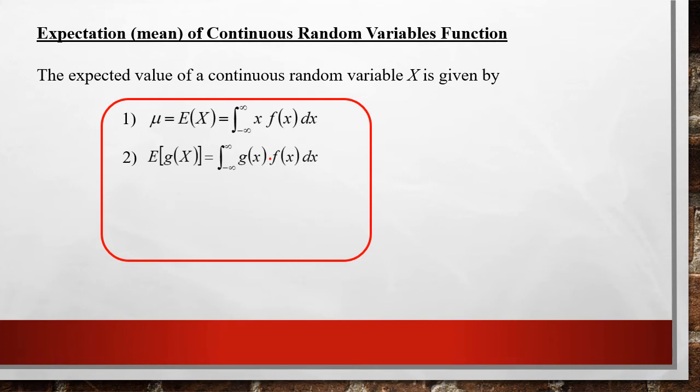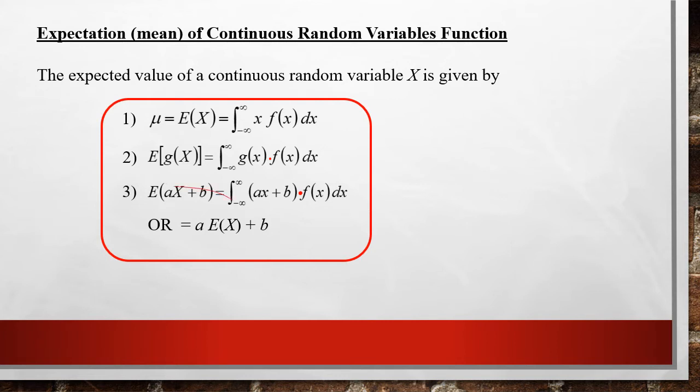Okay, then for question number 3, expectation of ax plus b. Okay, first of all, it's actually just the integration of ax plus b multiplied by the probability function, right? From negative infinity to infinity. Okay, but we can also apply the same properties as for the discrete, which is the expectation of ax plus b can be defined as a multiplied by the expectation of x plus b.